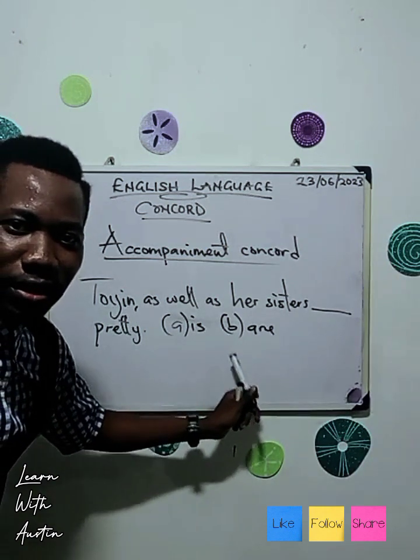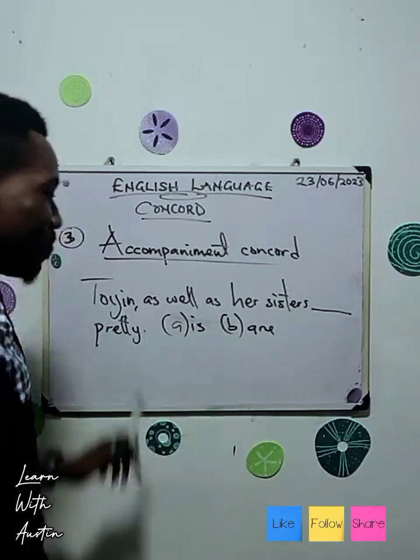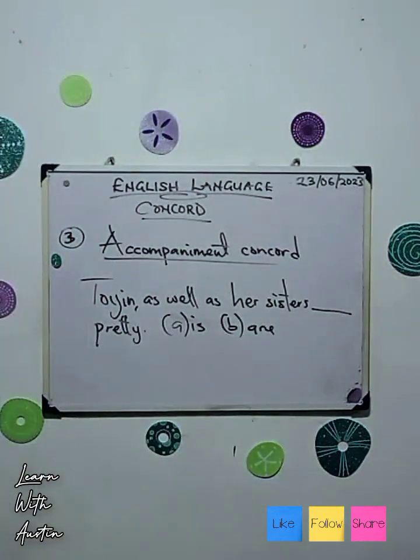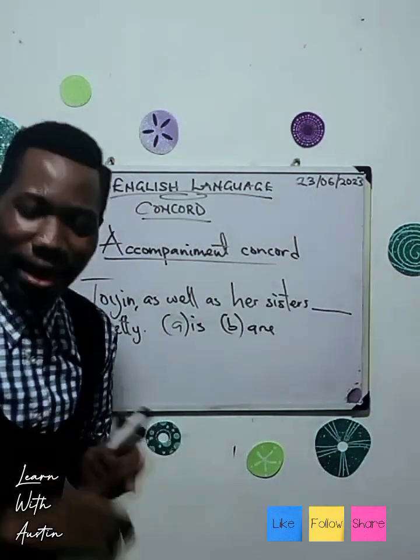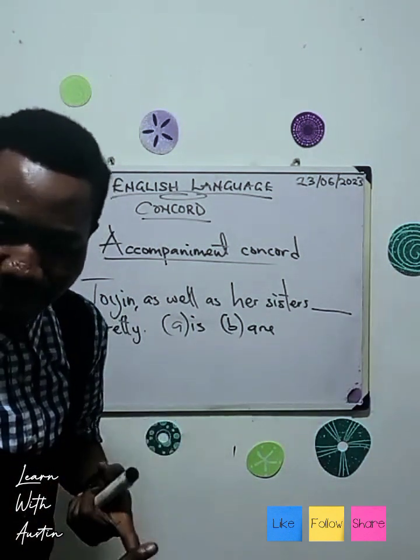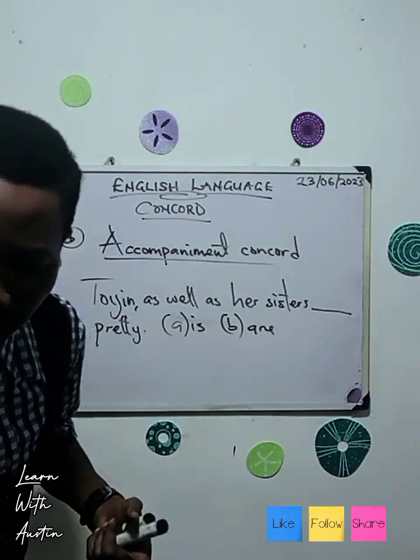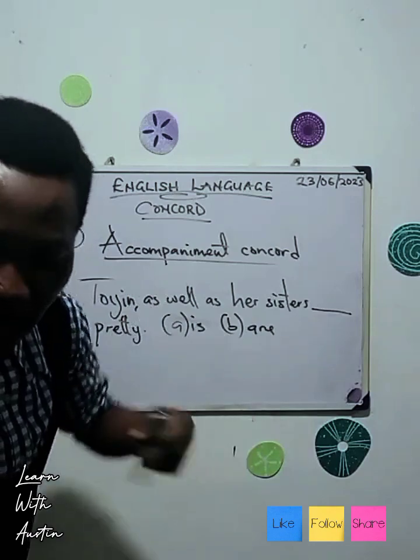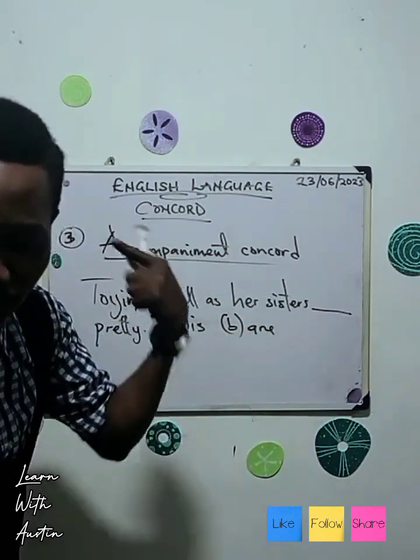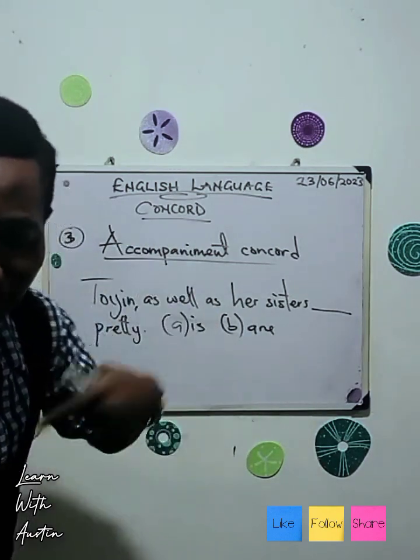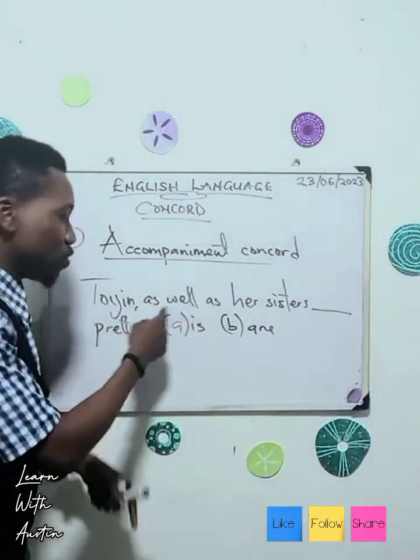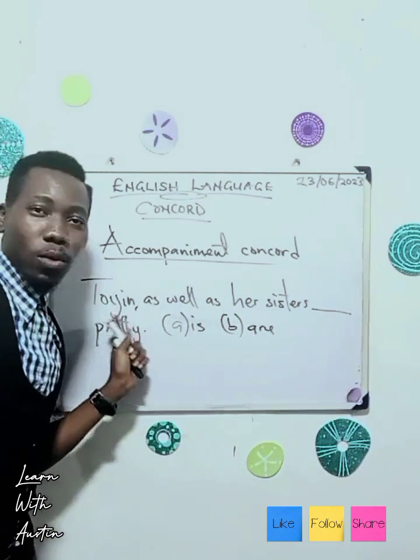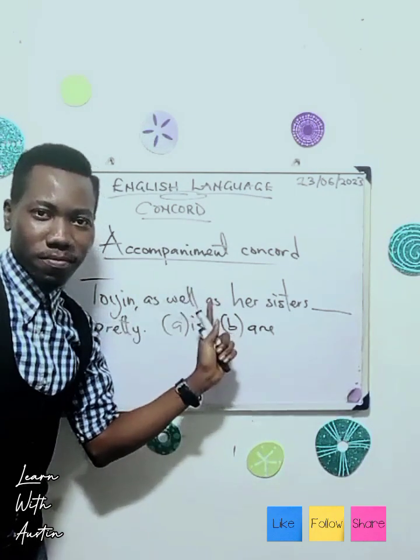In accompaniment Concord, let me read out the list of those things. We have as well as, no less than, together with, in association with, alongside, with, including, in collaboration with, like, as much as. So whenever you have any of these words bringing these nouns together, your focus should be on the one before this accompaniment clause.